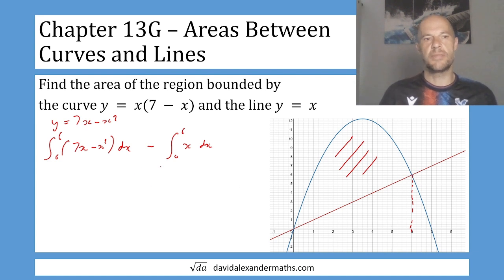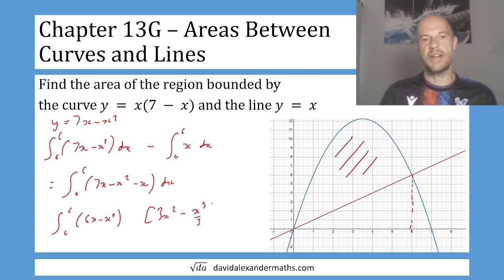Now I can just combine the two together. So that is the same as 7x minus x squared minus x between the limits of 6 and 0. In other words, 6x minus x squared. So let's integrate this. That is going to be 6x squared over 2, so that is going to be 3x squared minus x cubed over 3. And that is between 6 and 0.